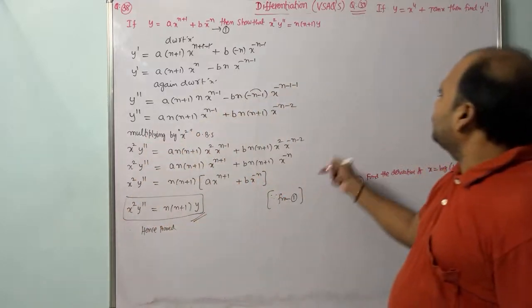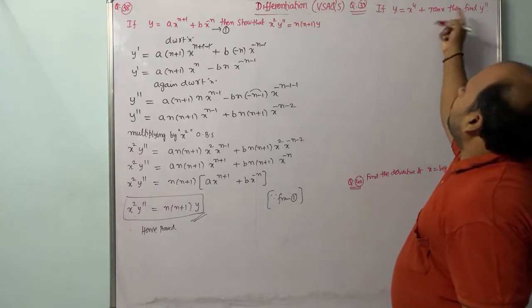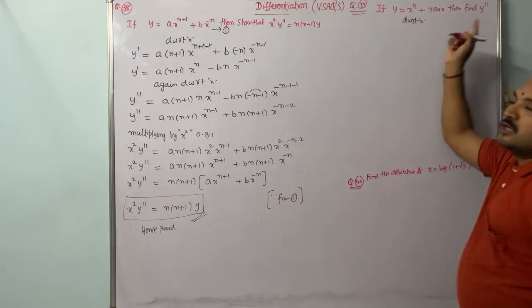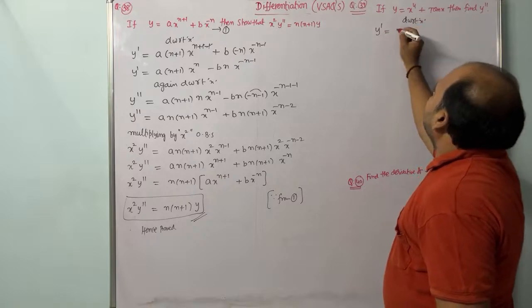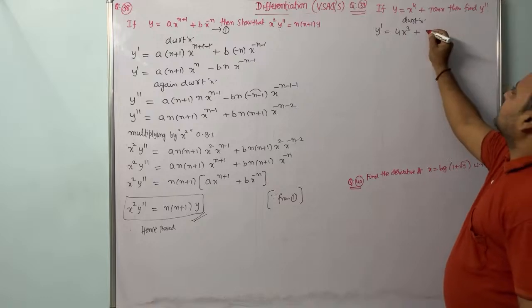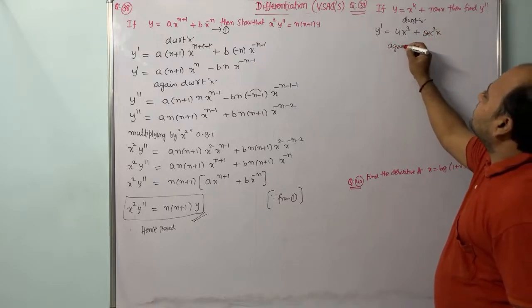Okay, dear students, we will move to this question. y equals x power 4 plus tan x. Differentiate with respect to x. They are asking y double dash, so we have to differentiate two times. So y dash equals derivative of x power 4, 4x cube, plus d by dx of tan x, secant square x. Again differentiate with respect to x.